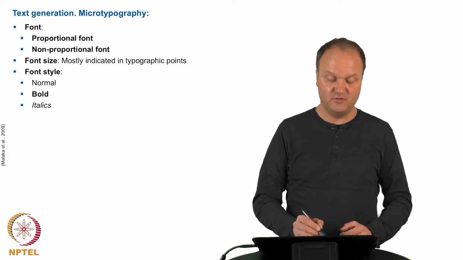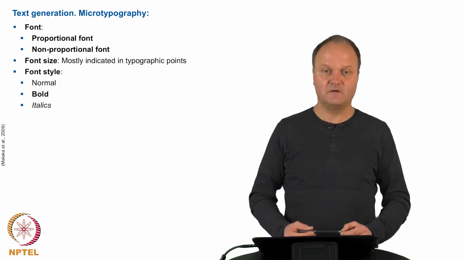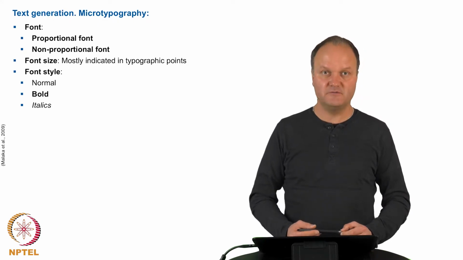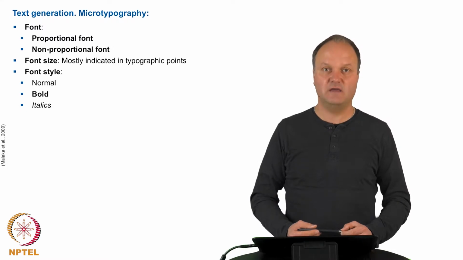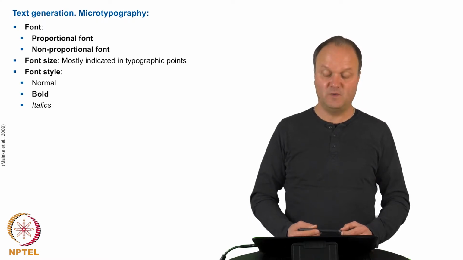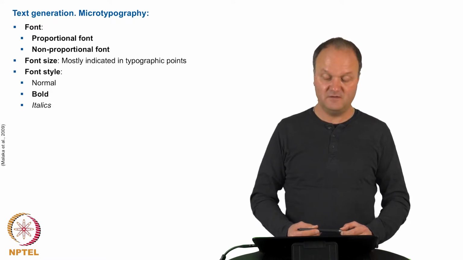The characters themselves, of course, have different shapes, and they may be displayed in different ways. Usually these characters are organized in so-called fonts and font families. We usually distinguish between proportional fonts, that is, fonts where each character has an individual width, and non-proportional fonts, where each character has the same width. For example, Courier is an example of a non-proportional or fixed width font. The font size is usually indicated in terms of typographic points, and those depend on the standard. For example, for the PostScript standard, 1 point is 1/72 inches.